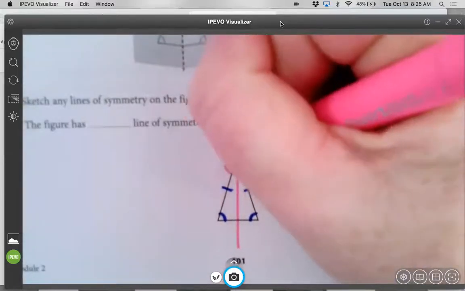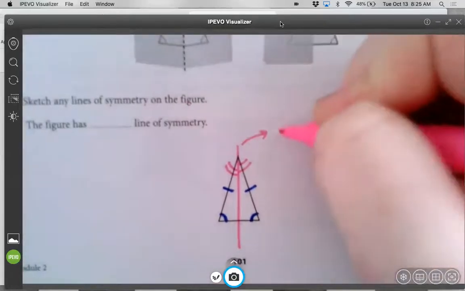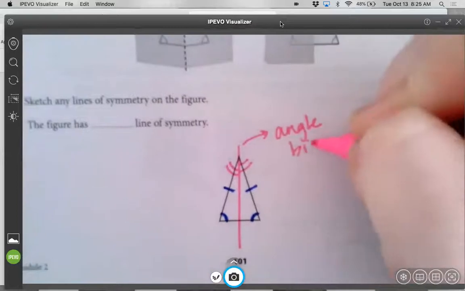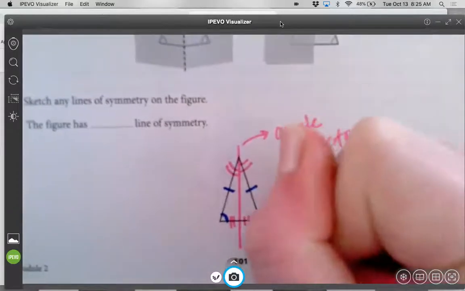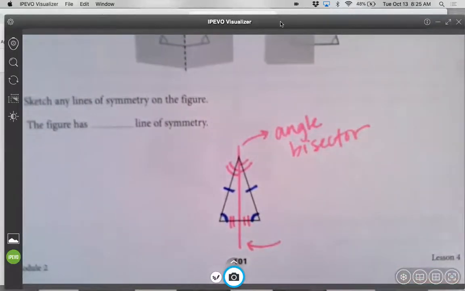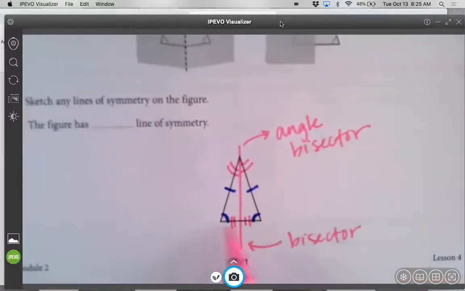So this angle that's up here needs to match this angle that's over here. That means that line of symmetry is going to cut that angle in half. So the line of symmetry is an angle bisector of that vertex angle on this particular triangle. It won't necessarily always have to cut an angle in half, but in this case it does. Also, since this line of symmetry goes through this base of the triangle, it has to cut the base in half. So it is also a bisector of the base.